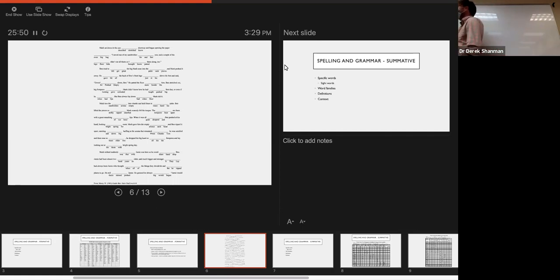Overall, this is a very common procedure. It's a valid procedure, and it's an easy to administer procedure to identify spelling, grammar, definitions, and context.